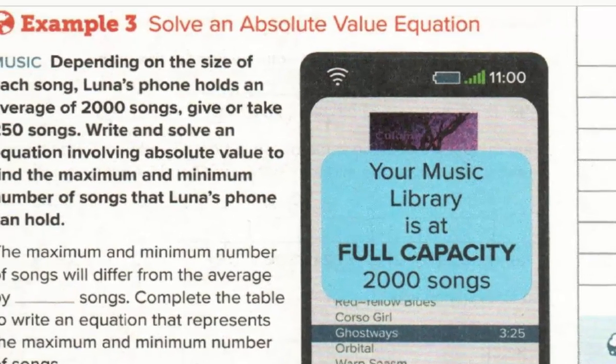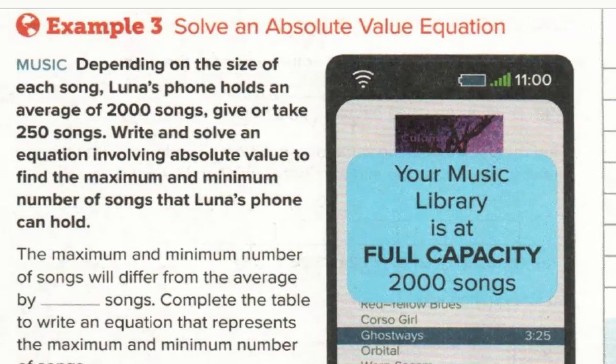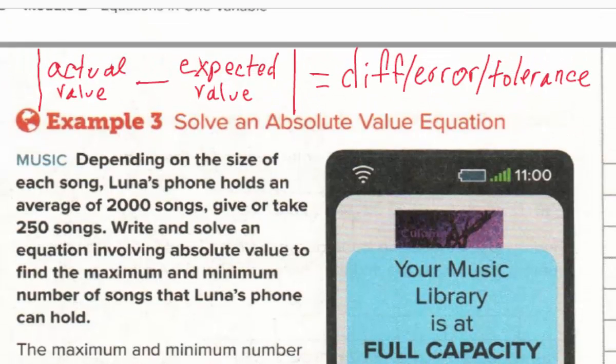Okay, for example 3, we've got more of a real-world problem where they want us to solve an absolute value equation. Well, I have a formula you might want to write down for real-world problems related to absolute value. We're talking about things that are over, under, or have tolerances in their measurements. Okay, so I'm writing that formula up here.